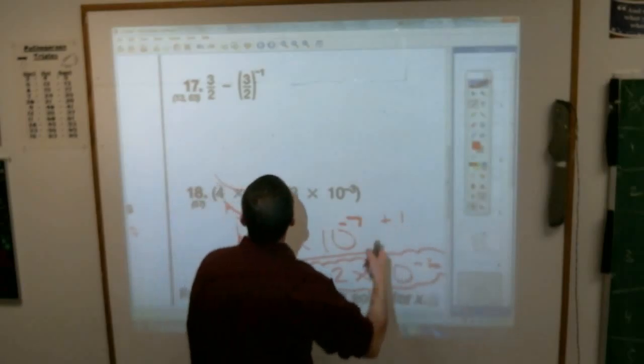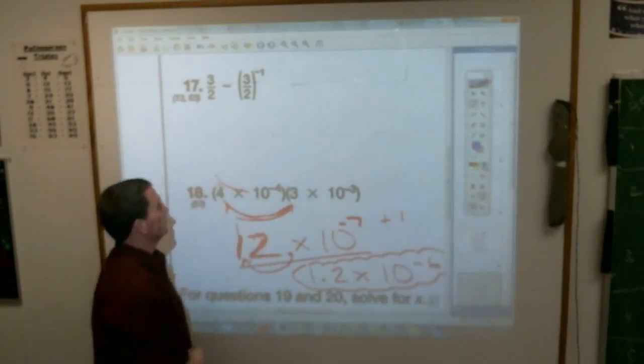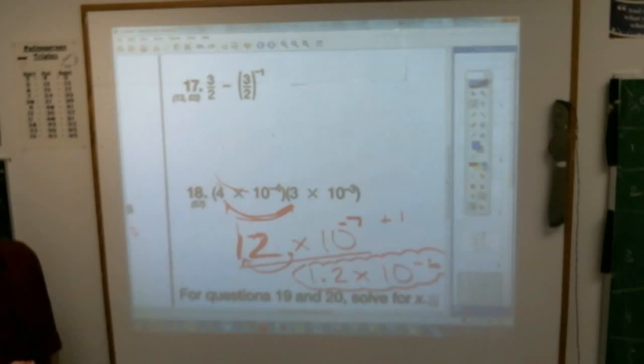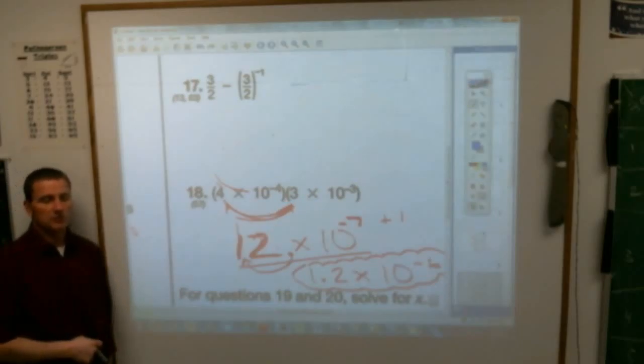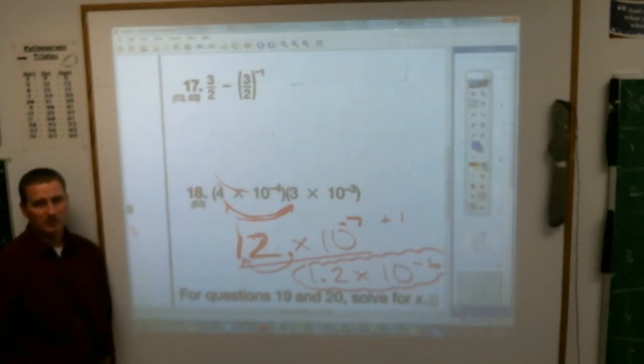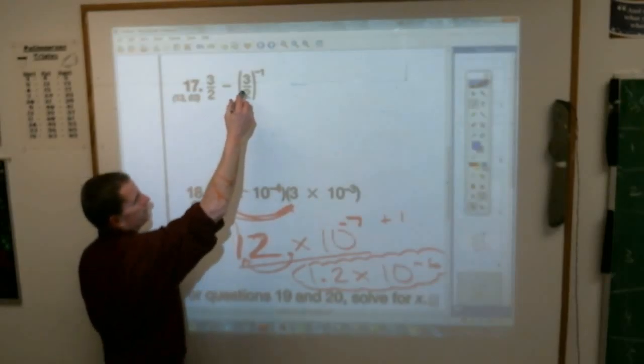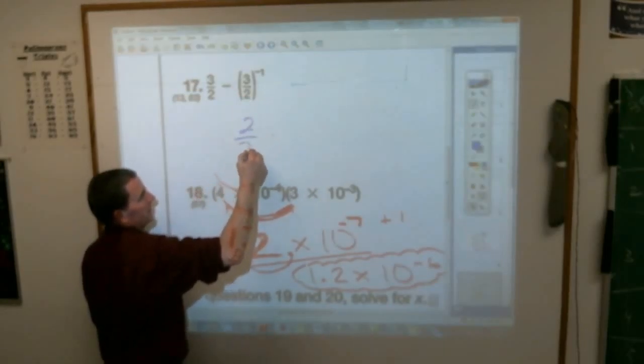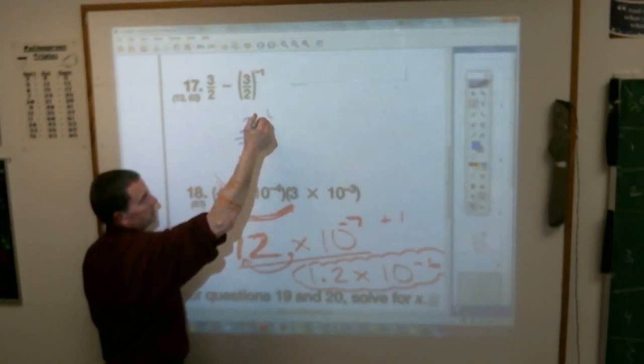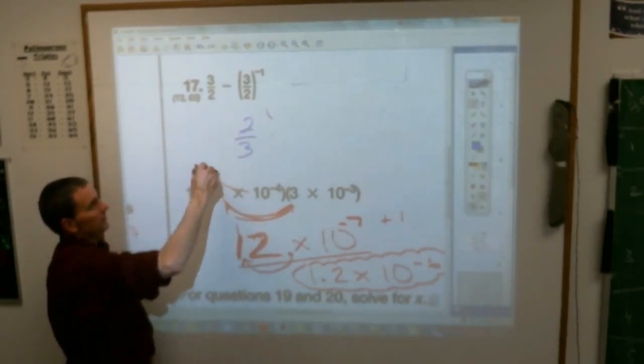I would guess if you struggled with number 17, maybe the issue is that negative exponent. Somebody help me out. Negative exponents with fractions, what happens? By the way, negative exponents have absolutely nothing to do with whether your answer is negative or positive. Just because something has a negative one exponent doesn't make it negative or positive. Nothing to do with it, right? You just flip over the fraction and make the exponent positive, which 2/3 to the first power is 2/3, so you don't even have to worry about it.